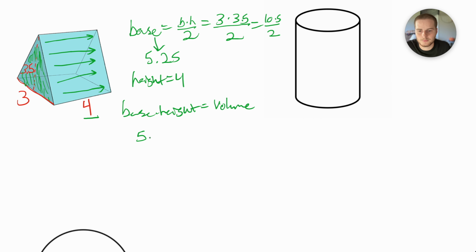Base is 5.25. We said the height is 4, that's stated. 5.25 times 4 would be 21. No specific units, so we'll say units, then cubed. Okay, so that's done with the triangular prism. Let's go on to the cylinder.